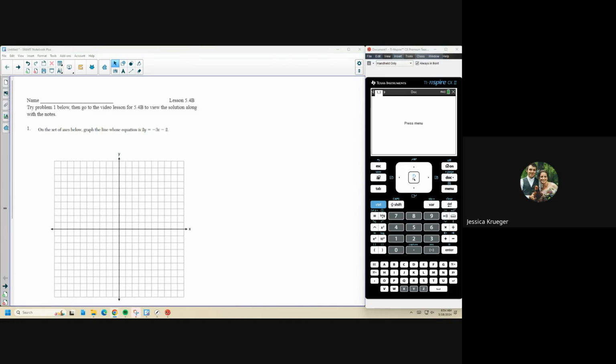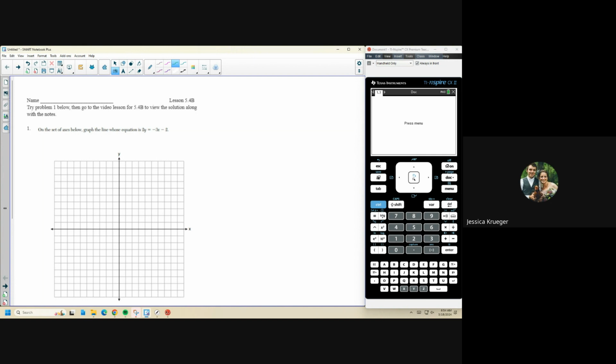This is the second part of our video lesson for 5.4, where we're working on setting up and solving systems of equations given word problems. For question number 1, if you haven't given a try to this yet, please pause the video and see if you can correctly graph this equation, and then hit play to check your work.